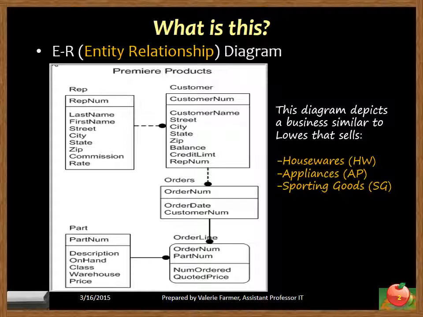This diagram depicts a business similar to Lowe's that sells housewares, also referred to as HW, appliances referred to as AP, and sporting goods referred to as SG.